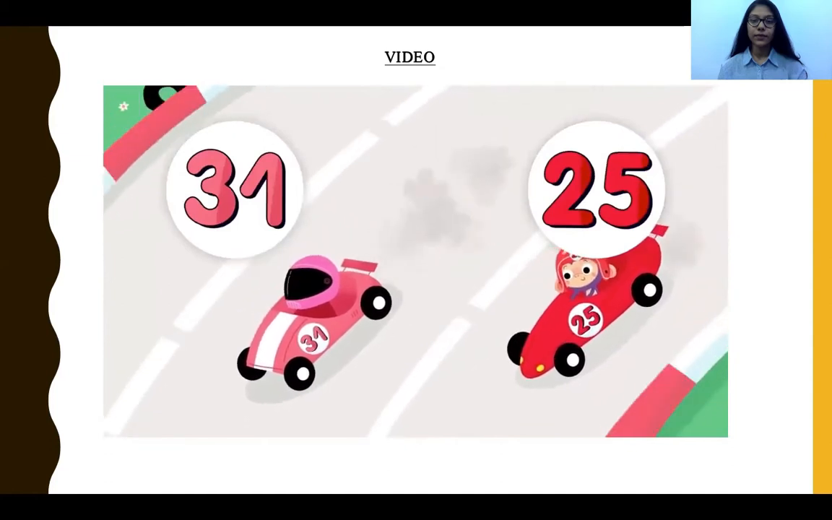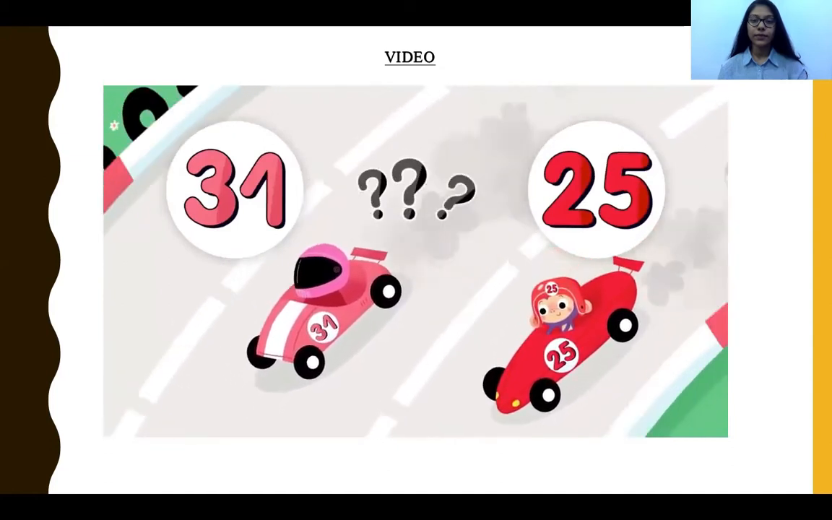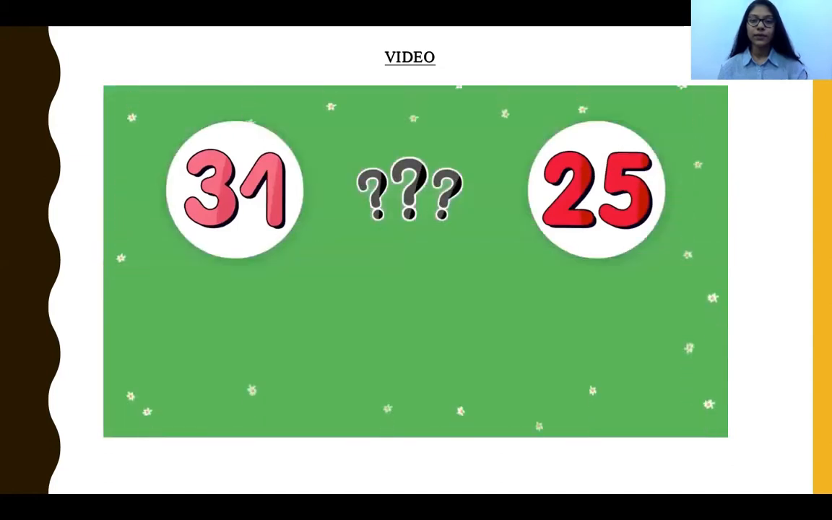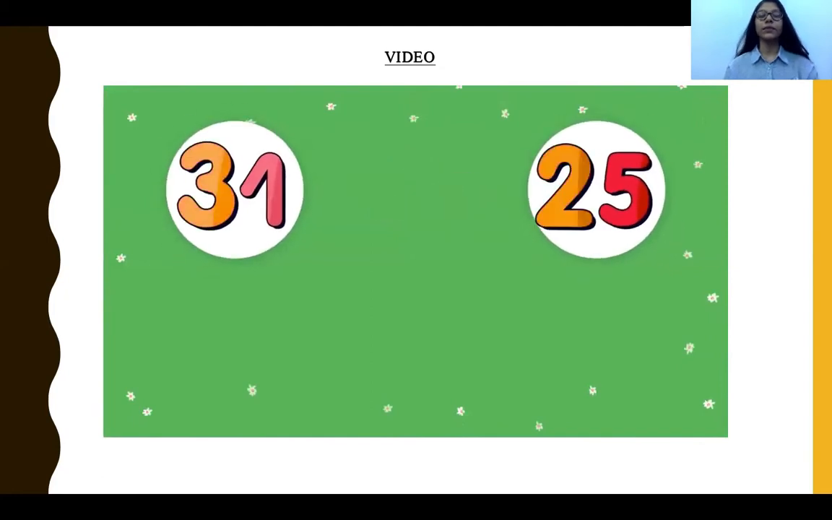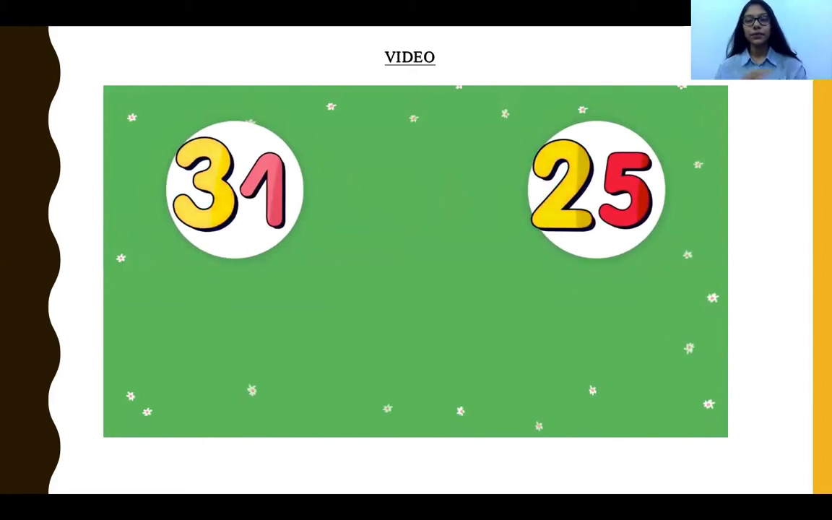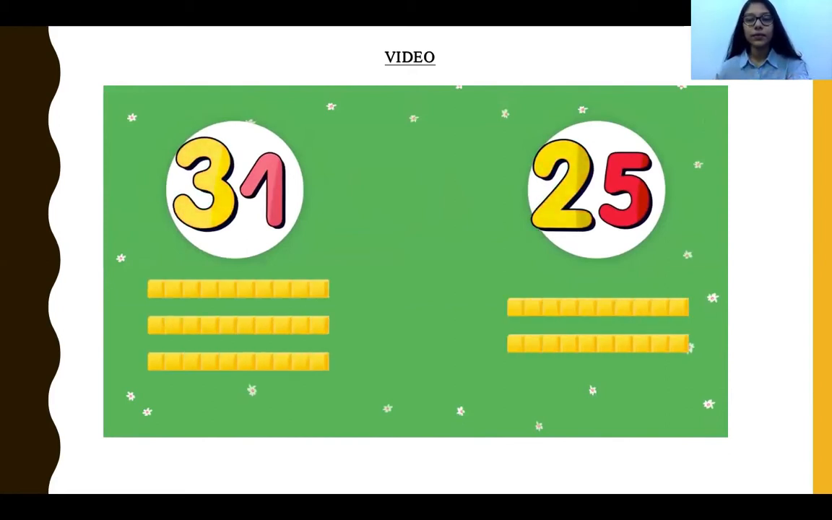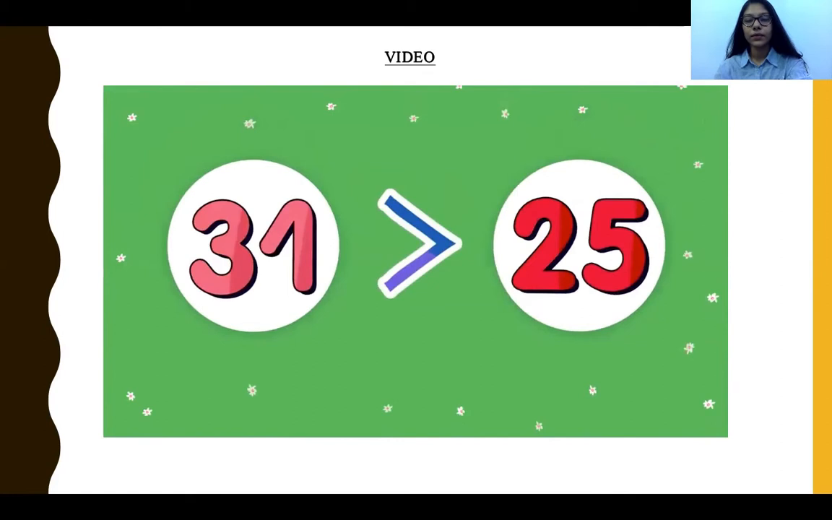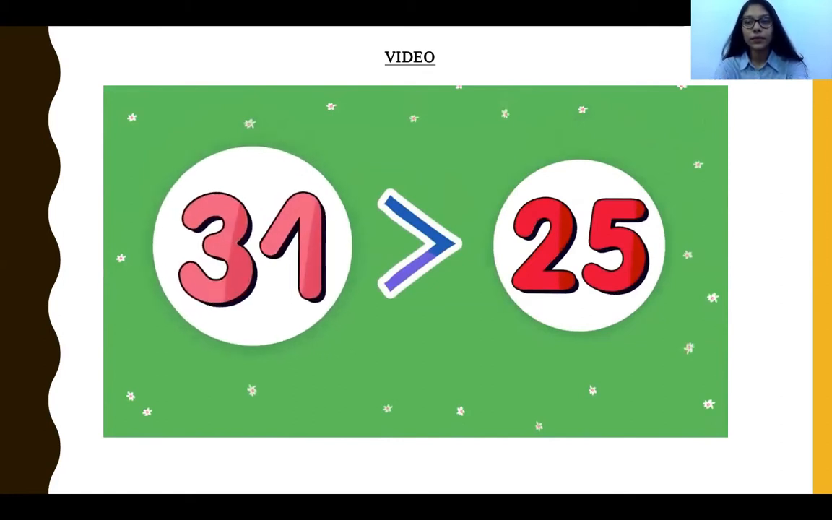What number is it? Is 31 greater or less than 25? Both 25 and 31 have numbers in the tens place. See? We see that 3 is greater than 2. That means that 31 is greater than 25. We put up the greater than sign with the small pointed side facing the smaller number. So the sign would look like this.